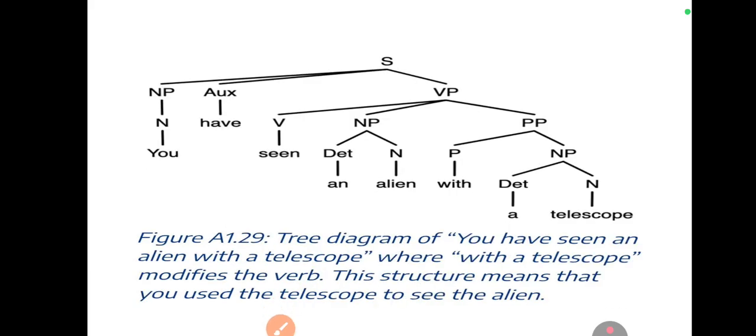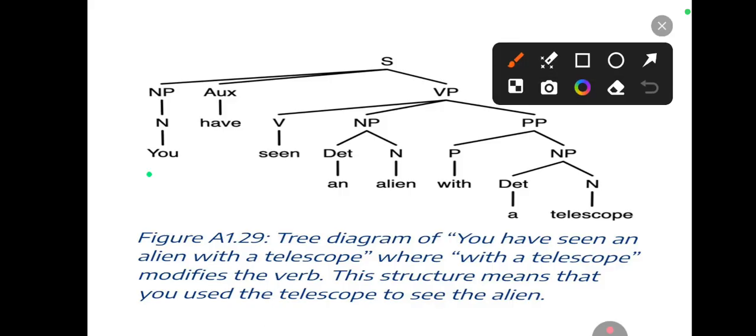Now, moving to the next. This is: you have seen an alien with a telescope, right? Actually, in this sentence "with a telescope" modifies the verb. The structure means that you use the telescope to see the alien. This is the sentence which creates ambiguity. So here you have to analyze this sentence this way: you have seen an alien with a telescope, right?